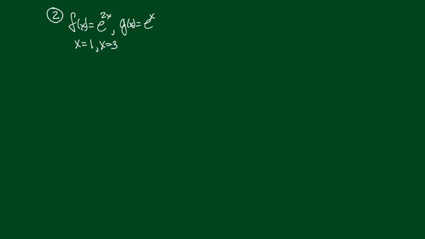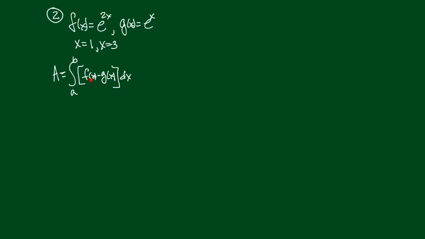Let's find the area bounded by these two curves, e to the 2x and e to the x, and the lines x = 1 and x = 3. So we have a formula, right? We're going to say that the area is, I'll write the general formula, the integral from a to b of f of x minus g of x dx.